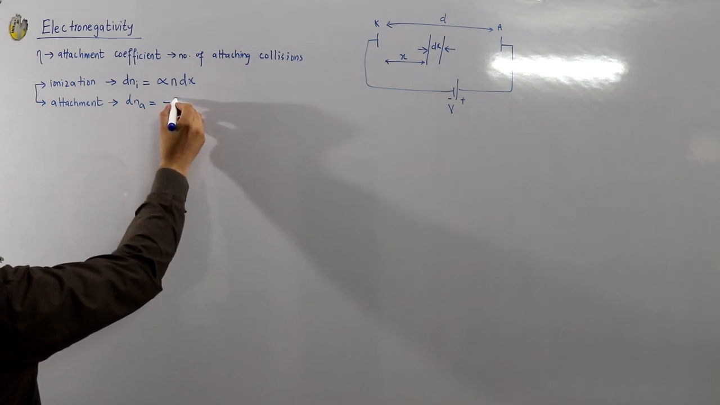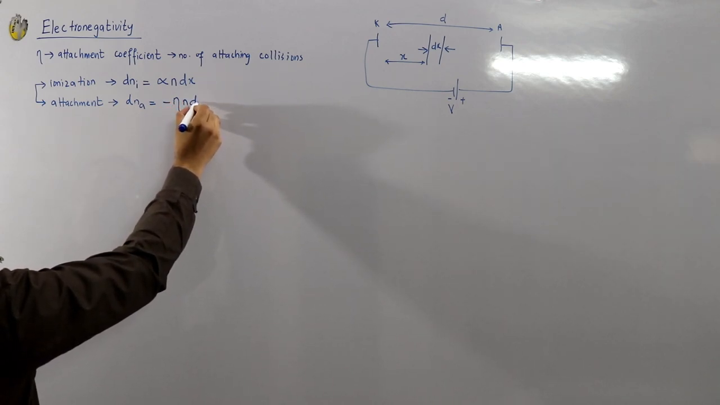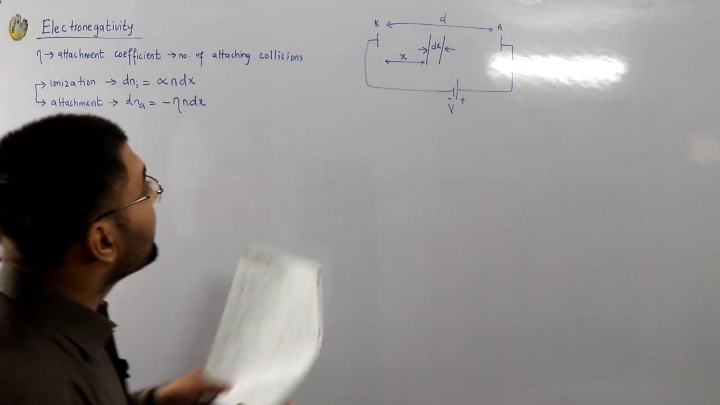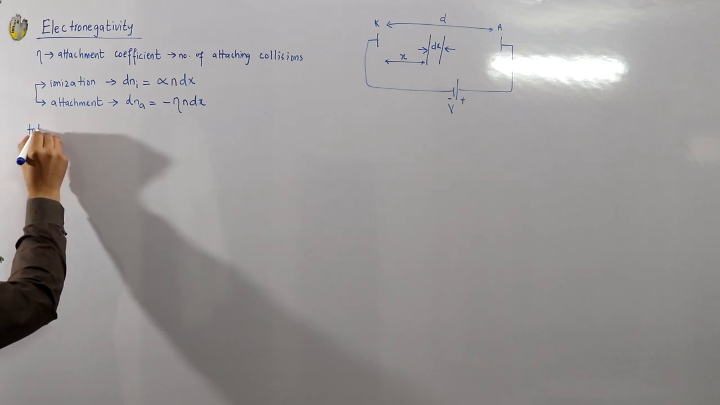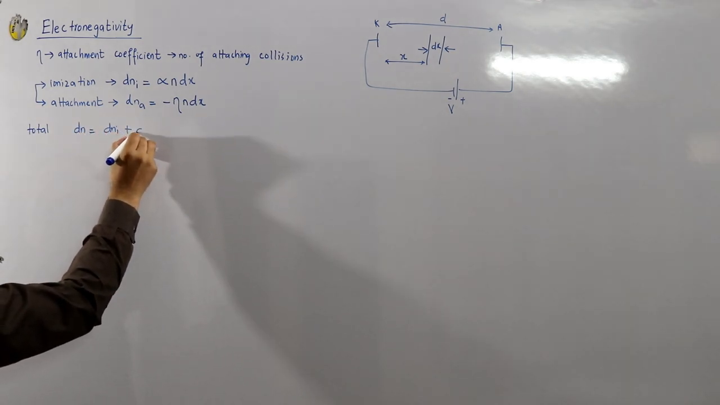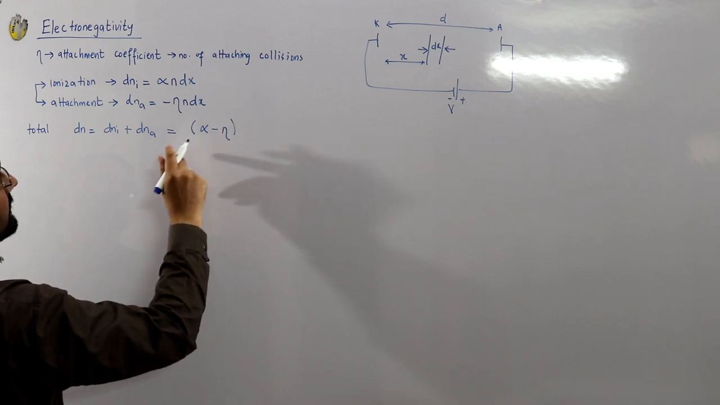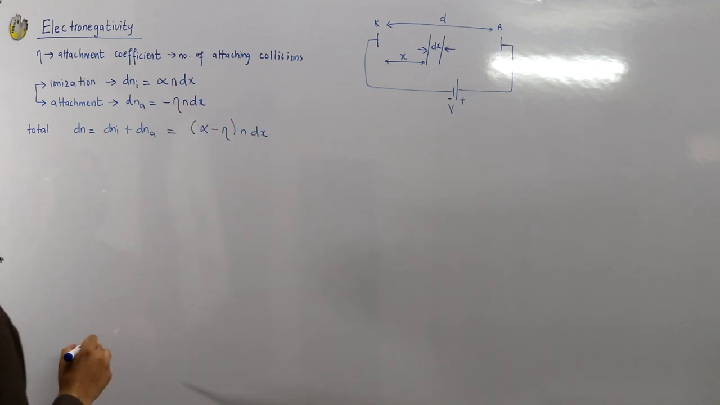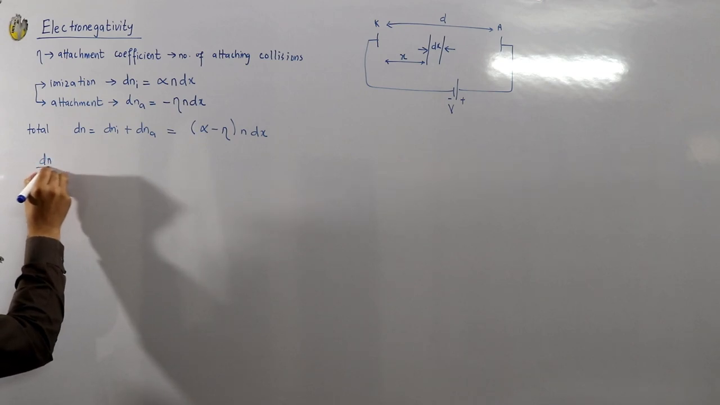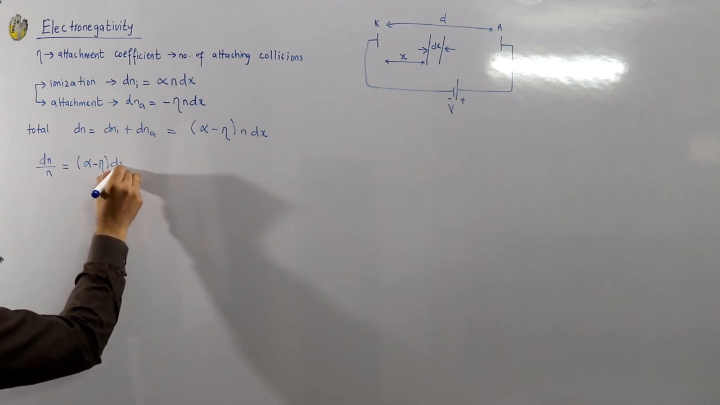Alpha represents ionization. So eta represents what? Eta represents attachment, and then n again and dx again for the strip. So the total number of charged species in the strip would be dn, which is dn_i plus dn_a, equal to alpha minus eta, with n times dx taken common. Now if I put dn by n, this would be equal to alpha minus eta times dx.